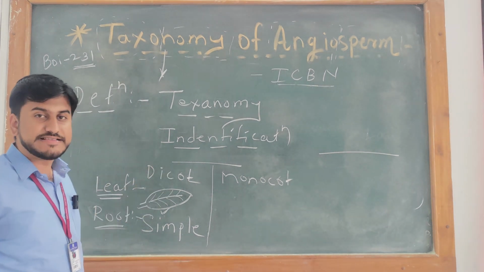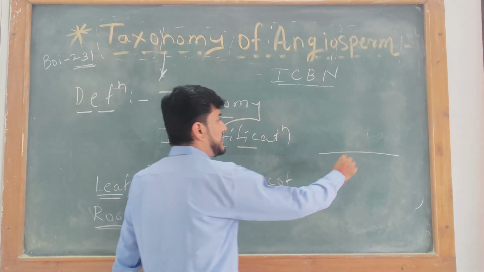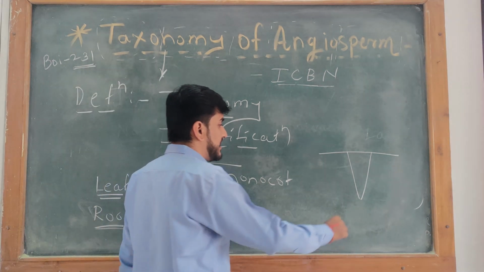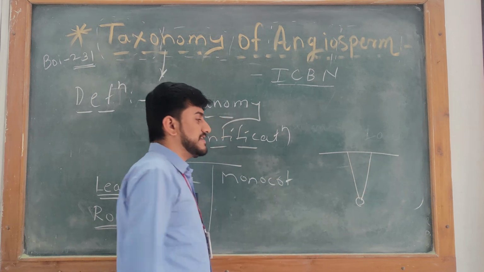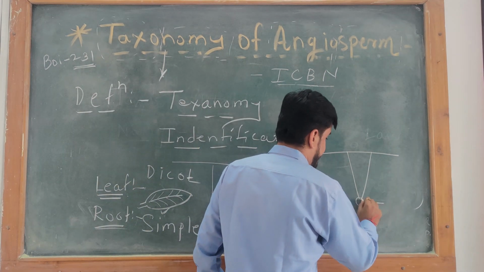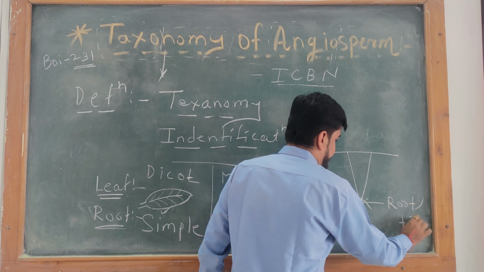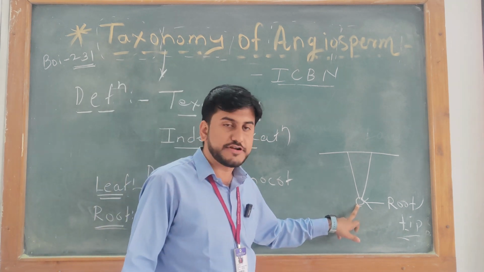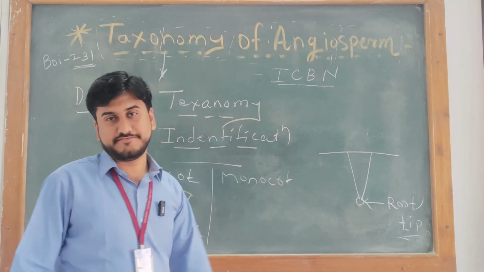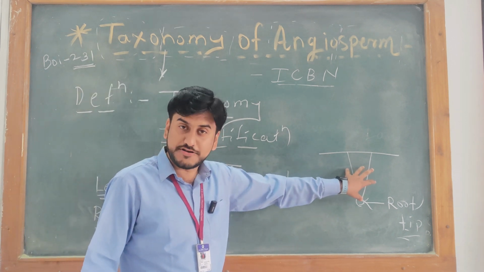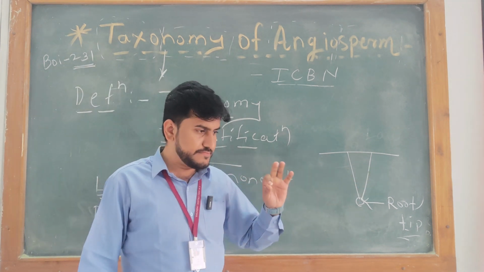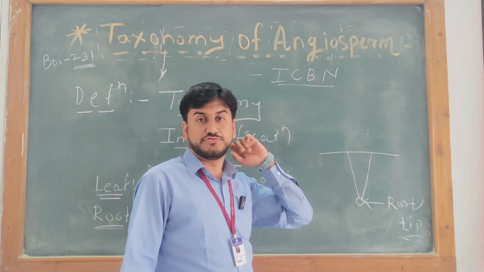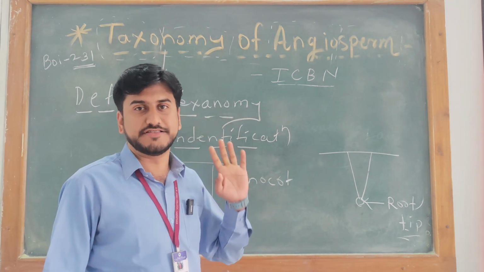Which type of root is present in the dicot plant? Generally the taproot system is present in the dicot plant. The taproot system is the V-shaped root system, and in the tip region there is the presence of a root tip. The root tip is the hard part present in the tip region of the root. It functions to protect the tissue present inside the root, like the cap of a pen. So the root tip functions in protection as well as penetration.